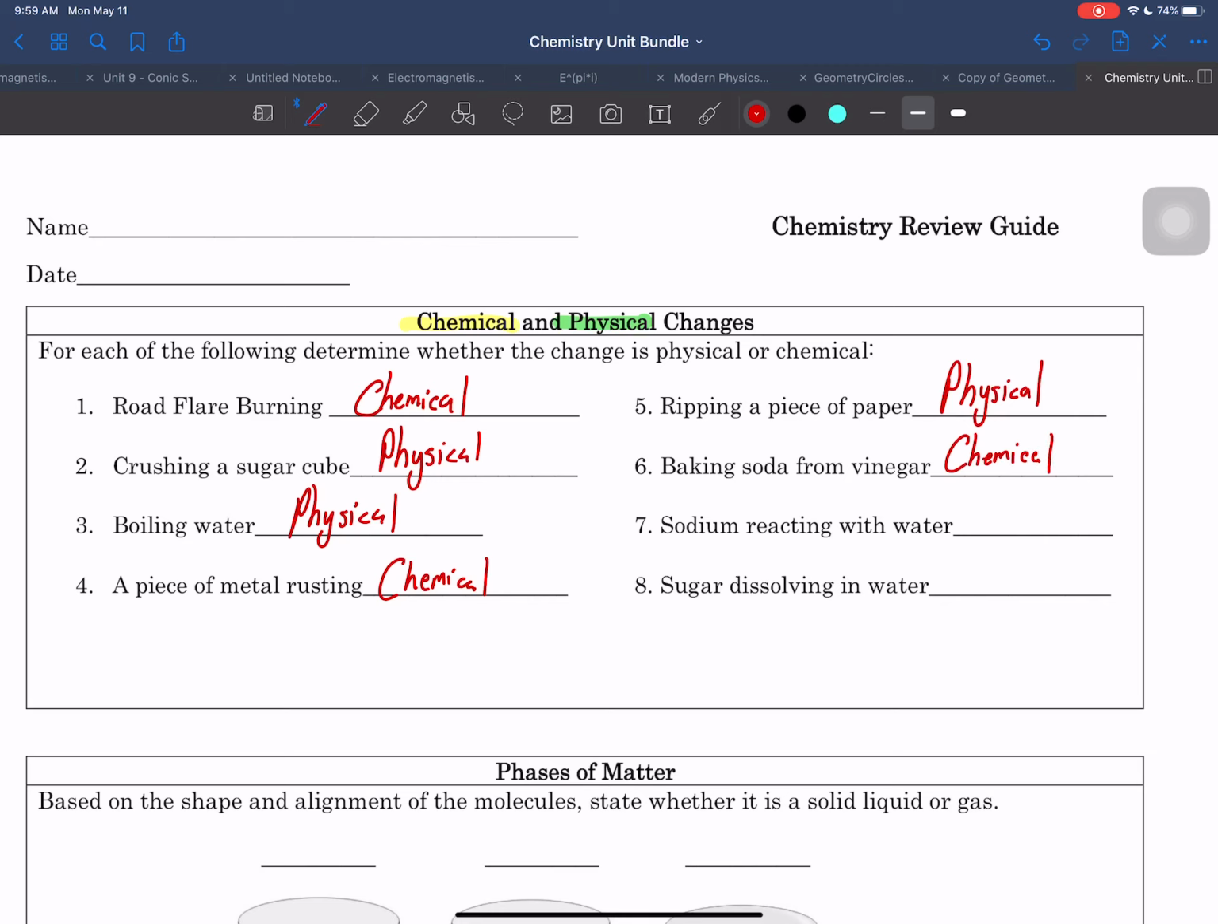Sodium reacting with water. I think this is a video that I did show right before we left in March. Sodium reacting with water, and we're not talking about sodium like salt. We're talking the metal sodium. It's highly explosive. So that's chemical. And sugar dissolving in water. The act of dissolving is not a chemical change. You can go backwards. You can let that water evaporate, and you'll be left with the sugar behind. So dissolving is a physical change.